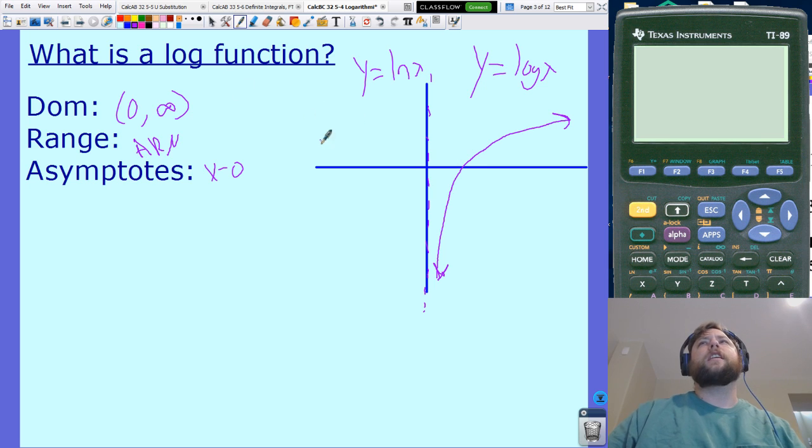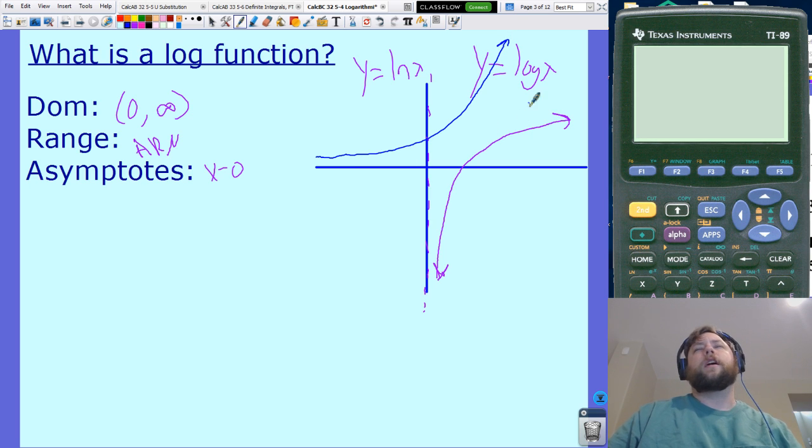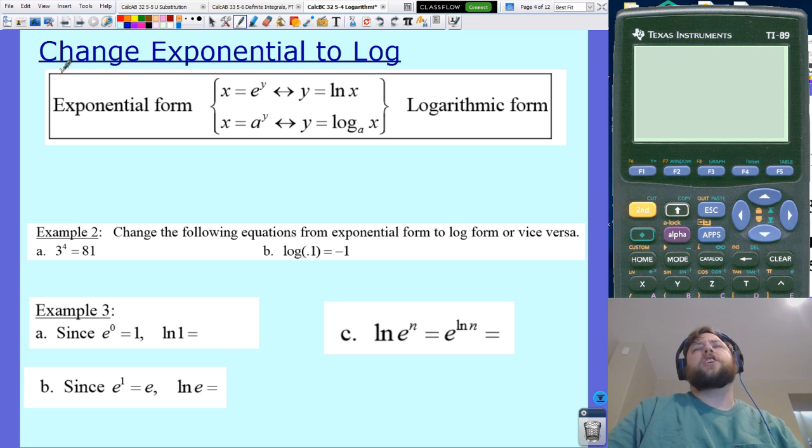It's kind of like the inverse of an exponential function, if you remember from last chapter. And that'd be a function that kind of does this, going up. So kind of like the mirror of that. Changing exponential to log, a review of Algebra 2 skills.